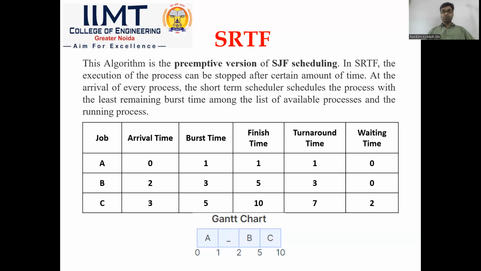Now once again, for the completion time, or finish time: the finish time for process A is 1, for process B is 5, and for process C is 10. Turnaround time means completion time, or finish time, minus arrival time. So 1 minus 0 is 1, 5 minus 2 is 3, and 10 minus 3 is 7. Now what about the waiting time? Waiting time means turnaround time minus burst time. So 1 minus 1 is 0, 3 minus 3 is 0, and 7 minus 5 is 2.